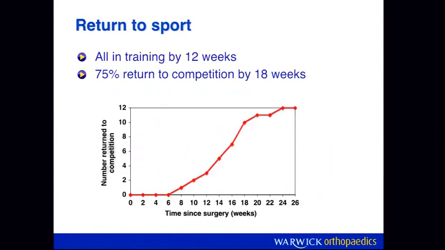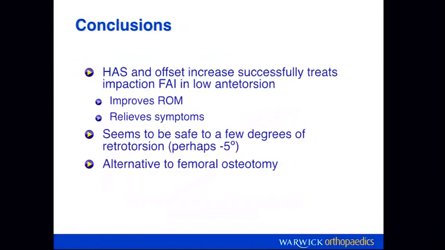We had hoped we could get them back a bit faster than if we did osteotomies, and I think the truth is we probably haven't. So this is those 12 patients, and they were all doing some sort of training by 12 weeks, and 3/4 of them were back to competition by 18 weeks. But that didn't include 2 of the professional athletes, and you see that some of them have taken 6 months to get back to sport. So it's not at all clear that doing it this way is very, very fast, although it may be a little faster than doing a femoral osteotomy.